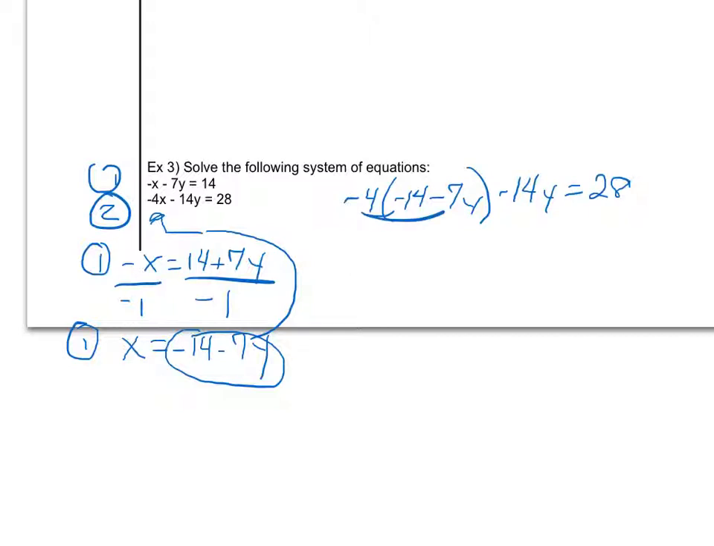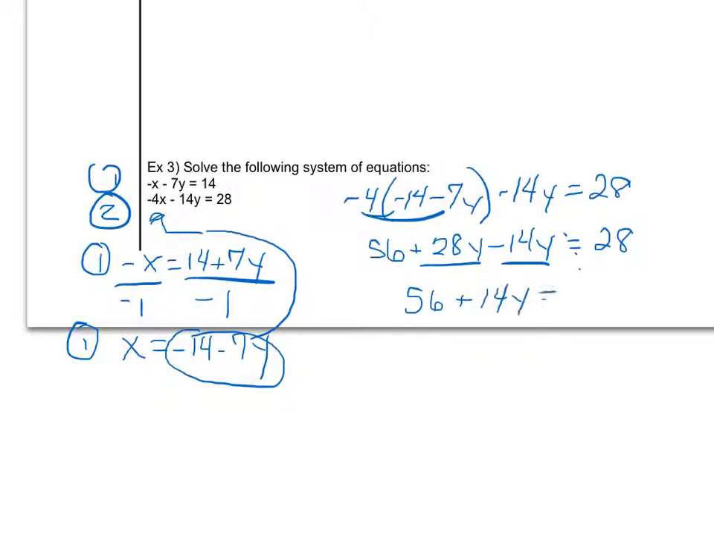So distribute the -4. -4 times -14 is a positive 56. -4 times 7y is a positive 28y, minus 14y equals 28. I notice that on the left side of my equation I have a positive 28y and a -14y. Those add together to be a positive 14y. Then 14y plus 56 equals 28. I'm now going to get rid of this positive 56 by subtracting it. And I'm left with 14y equals 28 minus 56, which gives me -28.